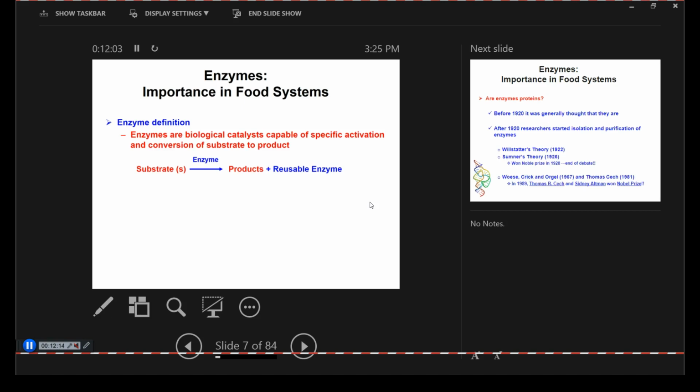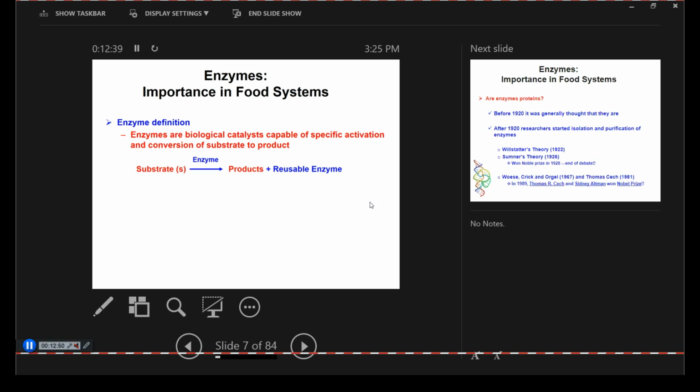So, enzymes are biological catalysts capable of specific activation and conversion of substrate. Often your enzyme has high specificity. Some enzymes are more specific than others, but you need to have a certain specificity for the reaction. So there is an enzyme specific to a substrate. A protease will not hydrolyze lipids. They will only break down proteins. But within protease, there are different specificities of protease that would target different subunits within the protein.